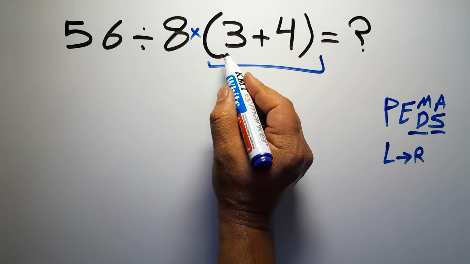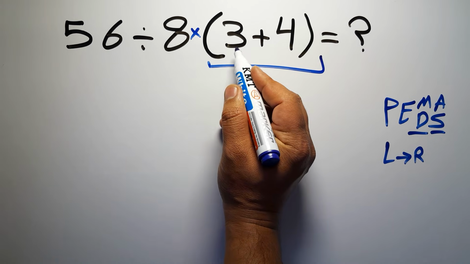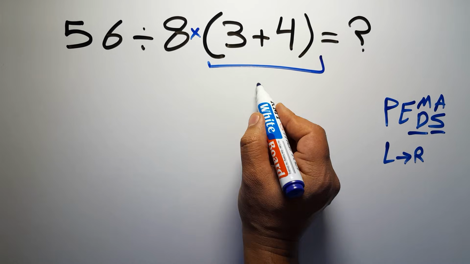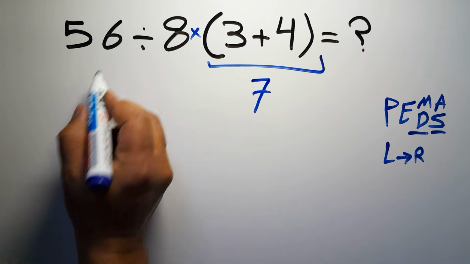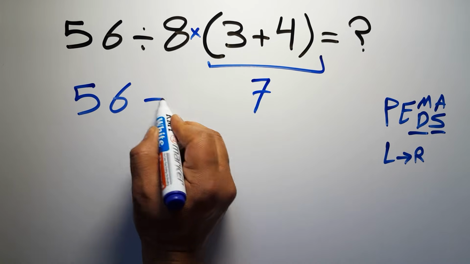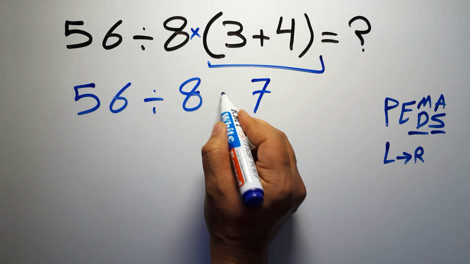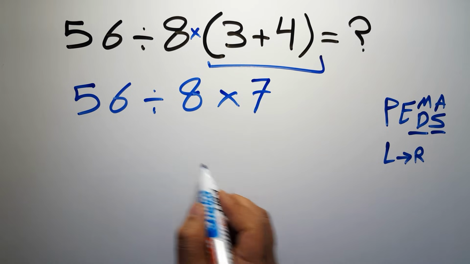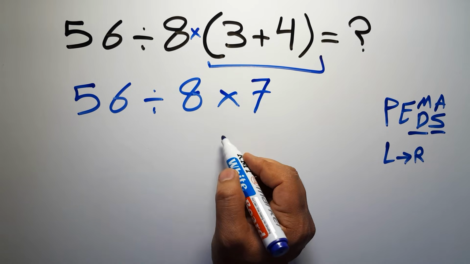So first we have to do this parenthesis. Inside this parenthesis, we have 3 plus 4, which equals 7. So 56 divided by 8, then times 7. Now we have one division and one multiplication.